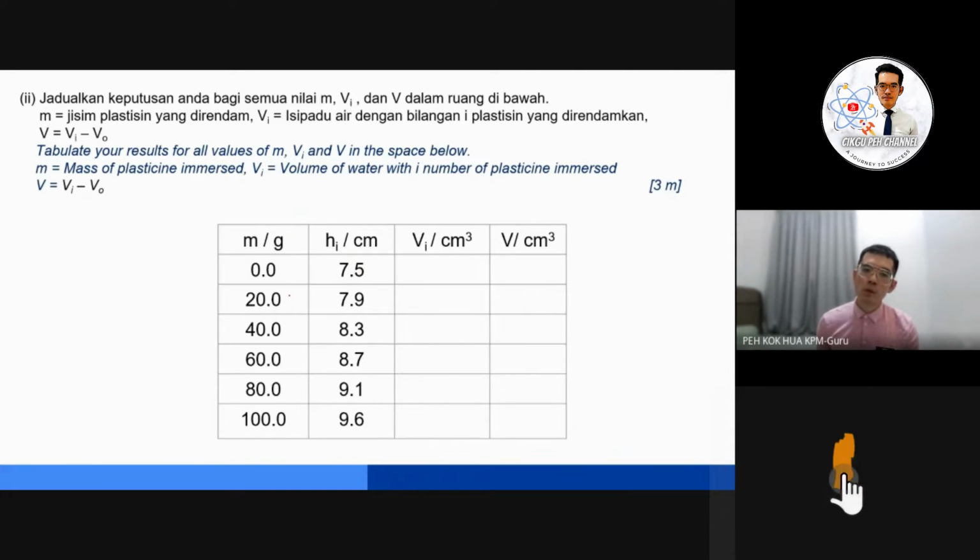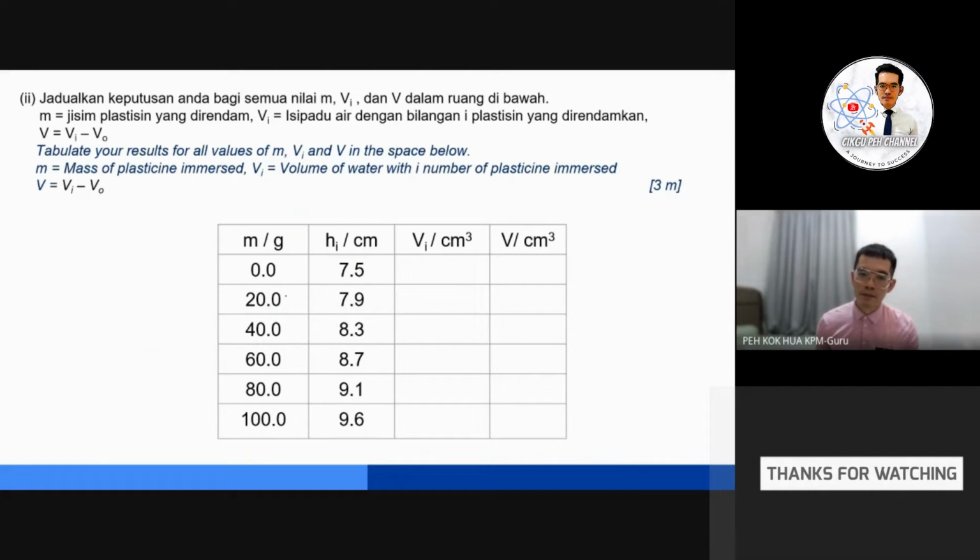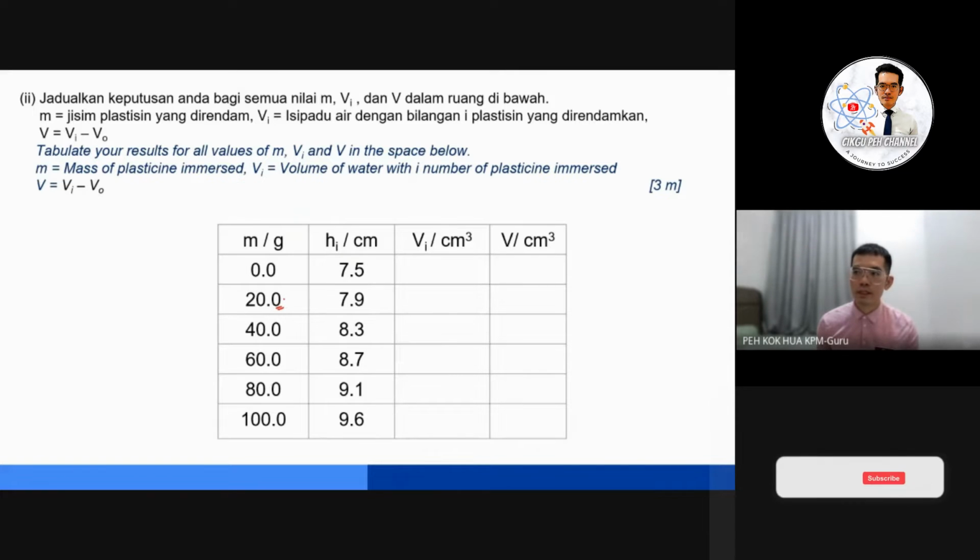Second, when we put in our first plasticine, which is 20 gram, the decimal place will be 1, which is actually mentioned in the checklist already, so we just follow. And then the initial height of the water with placing 1 plasticine will be 7.9, which is the rise when we put the plasticine into the water.